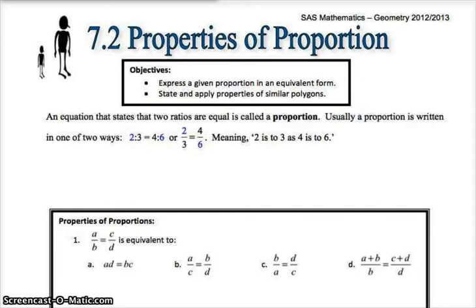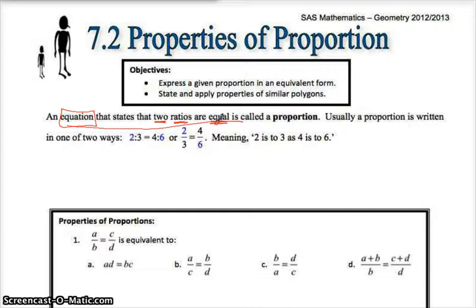Hello, we are continuing on through Chapter 7. So if you recall, 7.1 was about ratios, and a ratio is a comparison of two quantities, and a lot of times you put that in fraction form. Well, a proportion is then taking two ratios and setting them equal to each other. So it's an equation. A ratio is an expression. A proportion is an equation that states that two ratios are equal to each other.